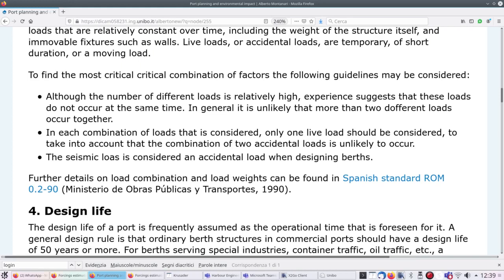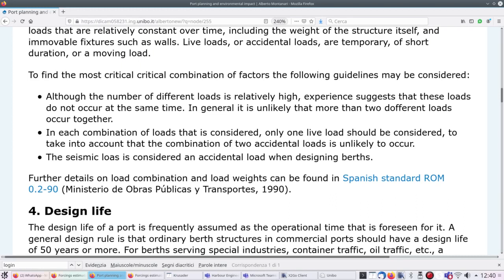Now, in each combination that you consider, only one live load should be considered, to take into account that the combination of two accidental loads is unlikely to occur. So let's try to discuss a bit more on this. We can distinguish loads in regular loads, and regular loads may occur always in time, like the dead weight, or they may occur not continuously in time, like wave forcing. Wave forcing is occurring almost all of the time, but with different intensity, of course.